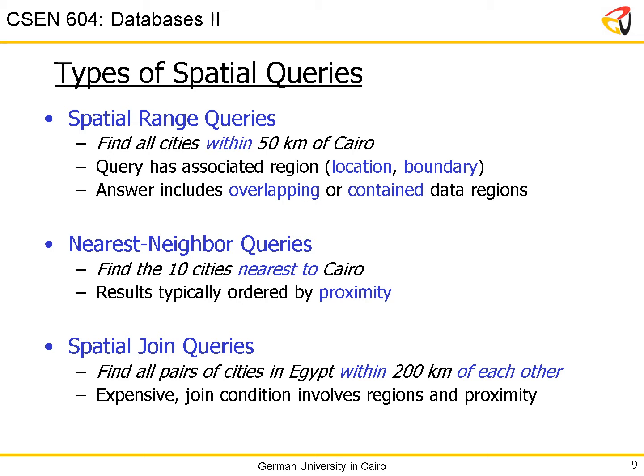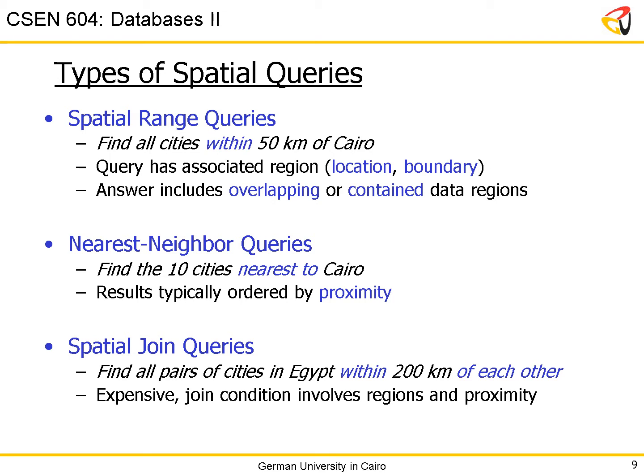Like, for example, find all pairs of cities in Egypt within 200 kilometers of each other. Now, since we're saying within 200 kilometers of each other, I'm going to join on the table of cities in Egypt to be able to answer this query. So you can draw parallels between this type of join and the join you have learned in database 1. Now, just like all types of joins, it is an expensive operation.